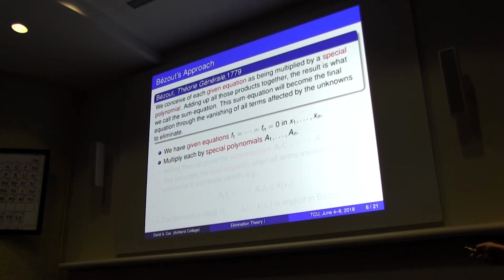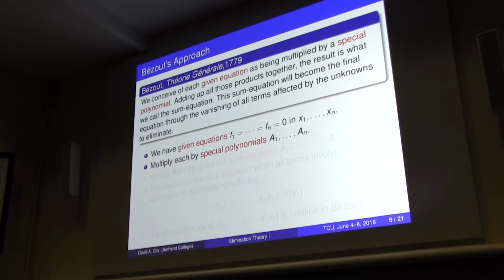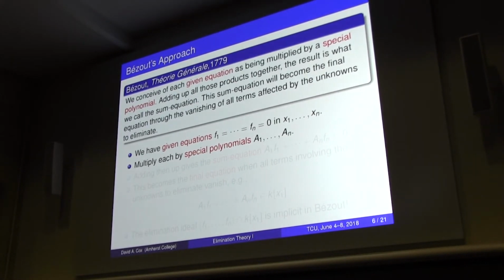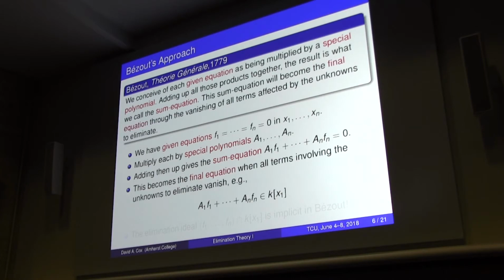That's a pretty standard assumption they made when doing these kinds of problems. Then you multiply each by a special polynomial, and I'll give some examples of how. Special polynomial usually means you pick its Newton polytope pretty carefully, typically by a degree bound, sometimes more sophisticated things. Then you take each special polynomial, multiply it by the given polynomial, add them up, and you get what's called the sum equation. And of course, that should look pretty familiar, something we've all seen. And then this becomes the final equation. And that's what he says, the final equation, when all of the terms involving the unknowns to eliminate vanish.